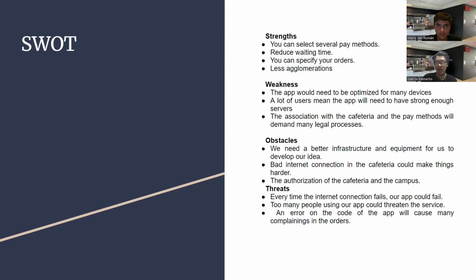So the SWOT: our strengths are that you can select several payment methods and there will be less agglomeration. Our weaknesses are that the app will need to be optimized for many devices, and a lot of users means that we need a server that can hold those users. The obstacles are that we need better infrastructure and equipment to develop our idea, and also a bad internet connection in the cafeteria will make things slower. The threat is that every time the internet connection fails, our app will also fail.